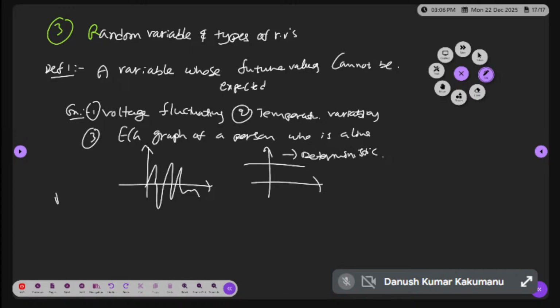Second definition: whose probability lies between 0 and 1. 0 less than probability of E less than 1, no equal symbol. If the equal symbol is there, probability equal to 0 or probability equal to 1, then it comes under deterministic. Probability 0 means an impossible event. Probability 1 means a sure event. Are you all understanding? Sure and impossible.